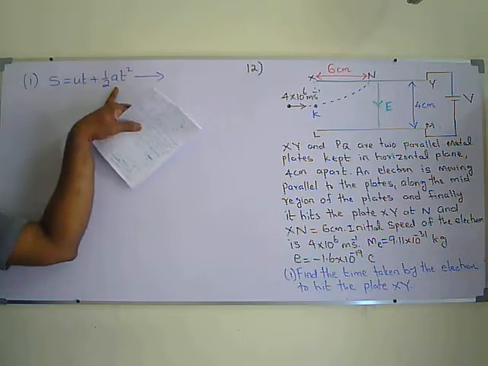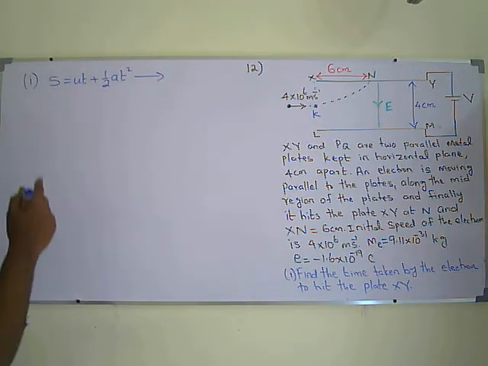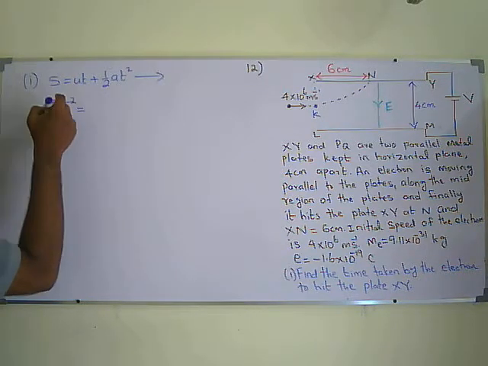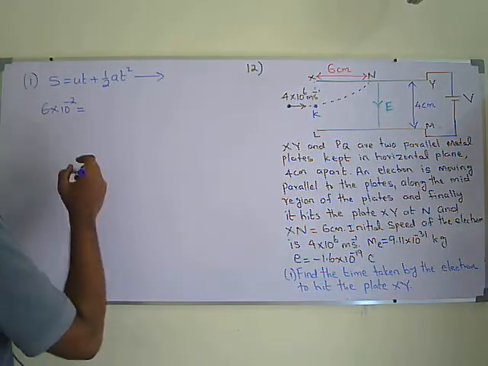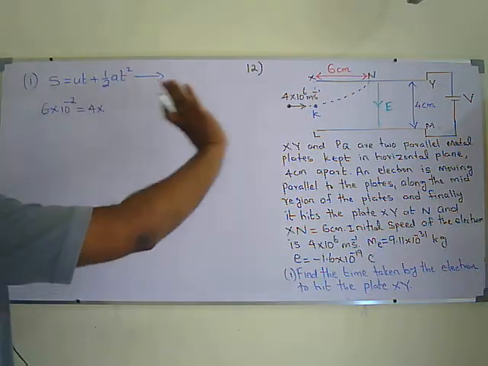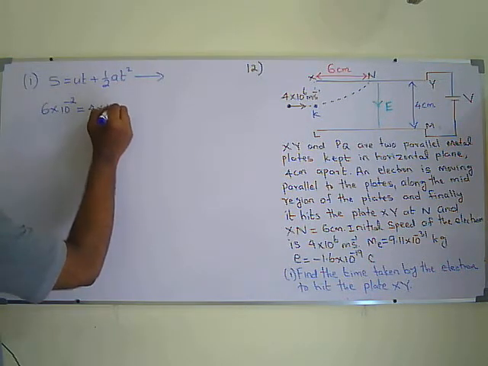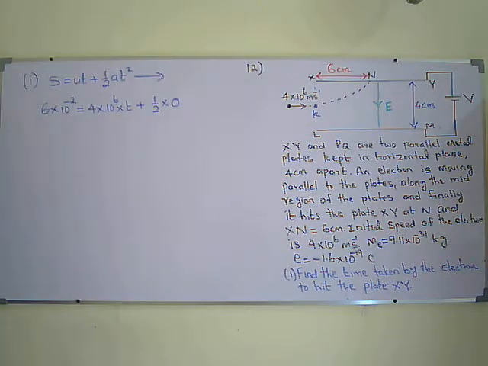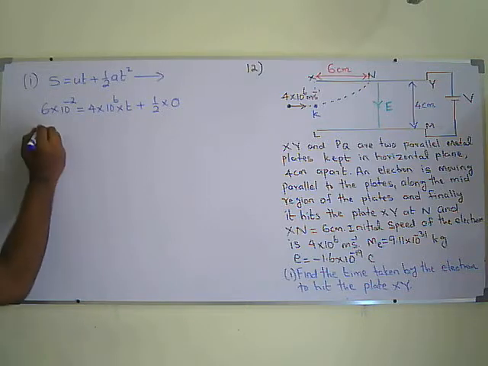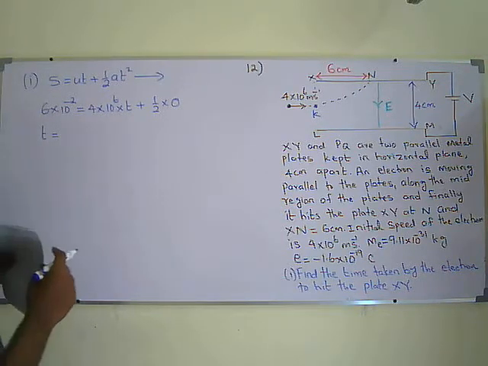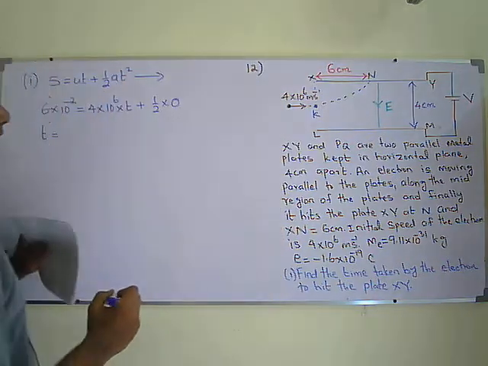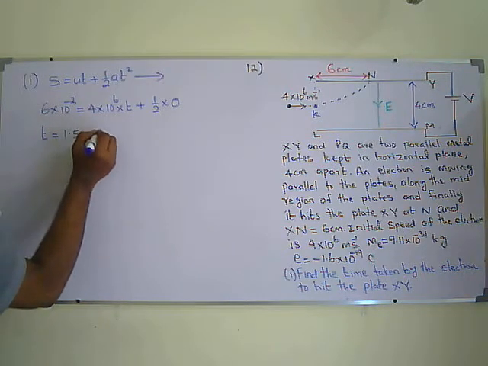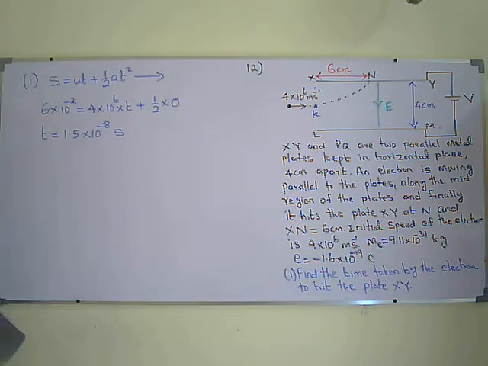From K to M, I'm using S equal ut plus half at squared in the horizontal direction. Horizontally, no acceleration because horizontally there is no electric field. So S is 6 centimeter, 6 into 10 to the power minus 2, converted to meter. The speed is the same, it won't change in the horizontal direction. Initial speed will be the same throughout the motion. So 4 into 10 to the power 6 into t plus half times acceleration 0. Solve it, and you will get the time taken by the electron to hit the plate N from the time it enters the region between the parallel plates. That will be 1.5 into 10 to the power minus 8 seconds.